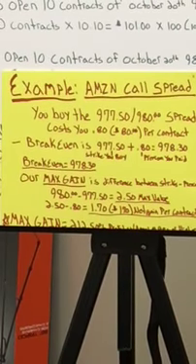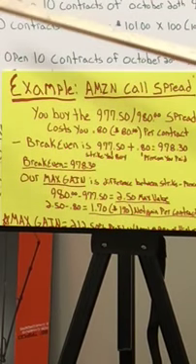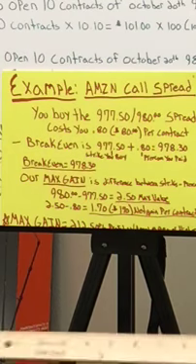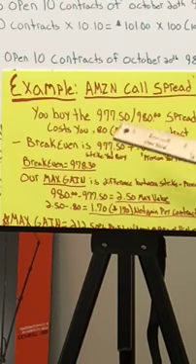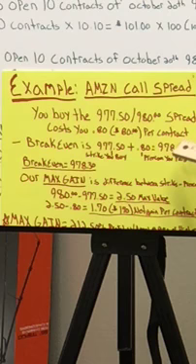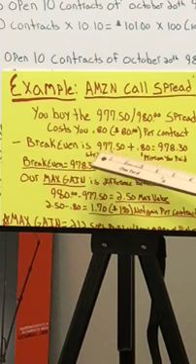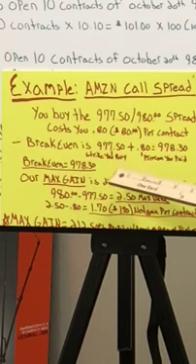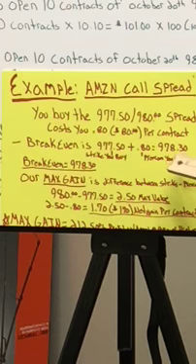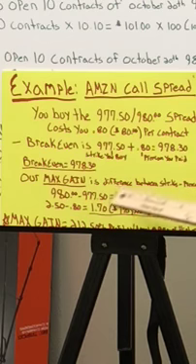All right, so again, this is what we went over on the big poster board here. You buy the $977.50, $980 spread. It costs you 80 cents per contract. Break even is the strike price that we bought plus the premium paid. So break even's $978.30. All right.